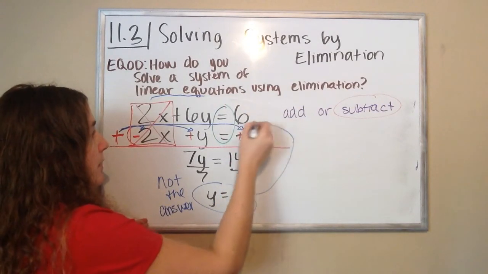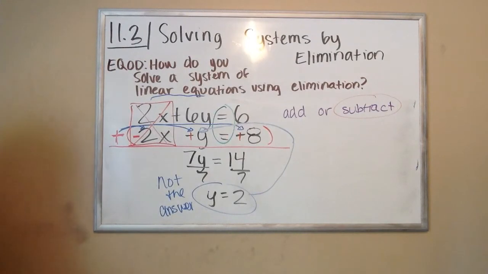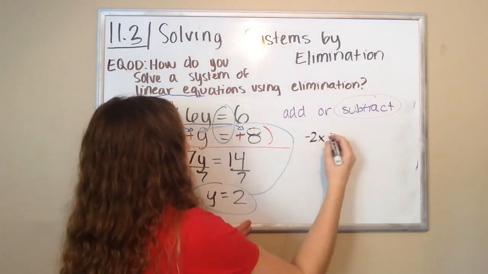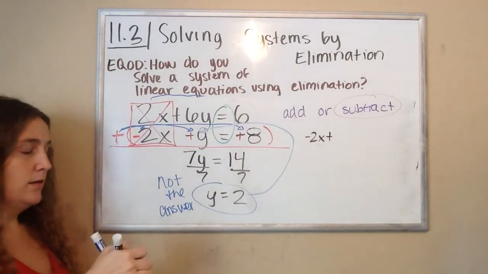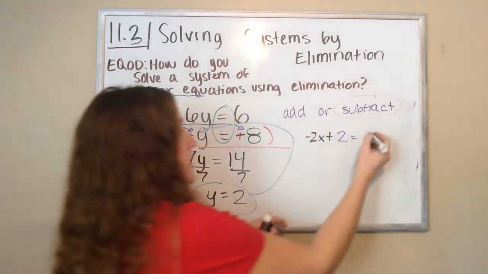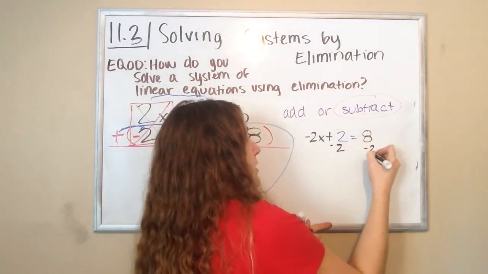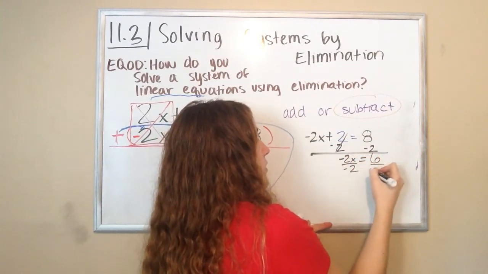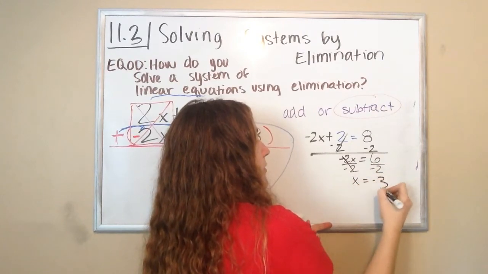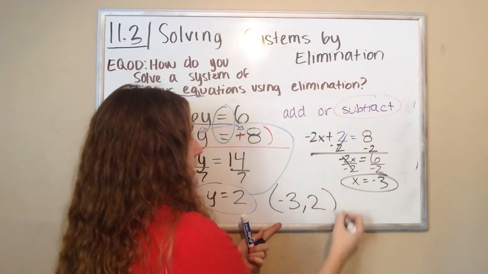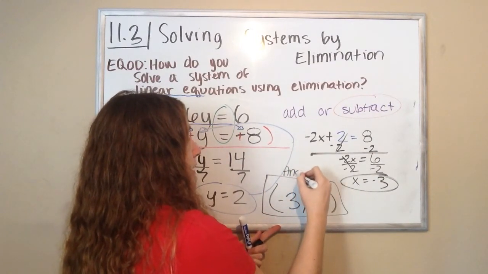You could plug it into either one, but I'm going to plug it into the second equation. Okay, when I do that, -2x plus 2 equals 8. And we subtract 2 from both sides. 6 is equal to -2x, divided by -2. X is equal to -3. Now we have enough to write our answer of -3, 2. Yay. That there is our answer.